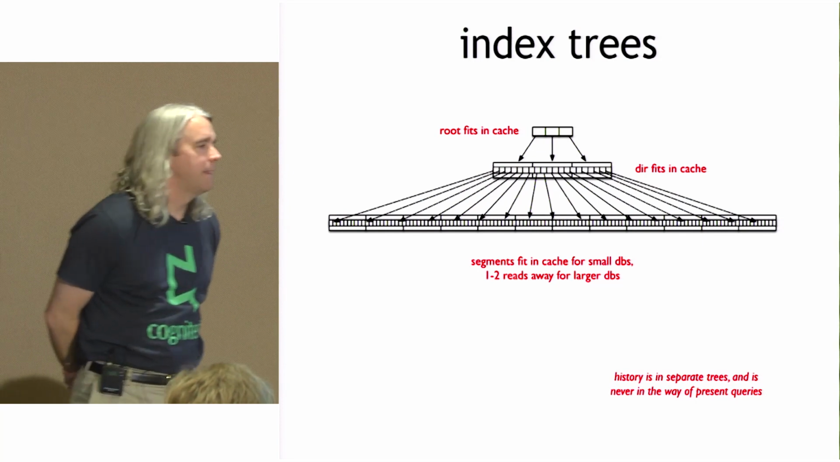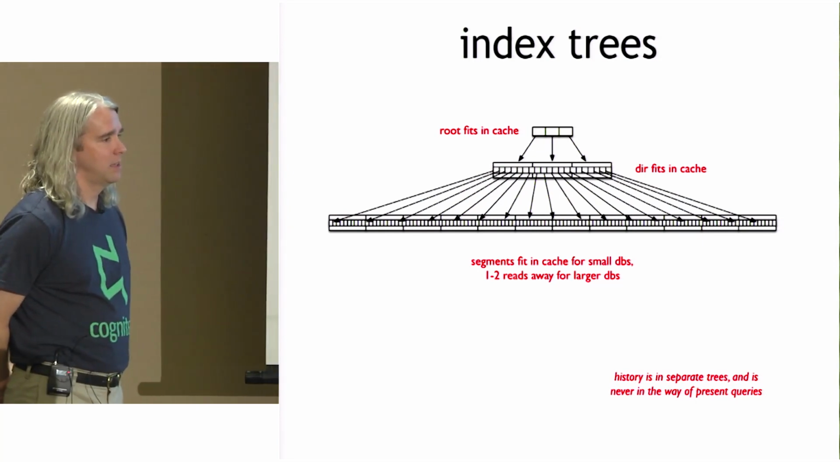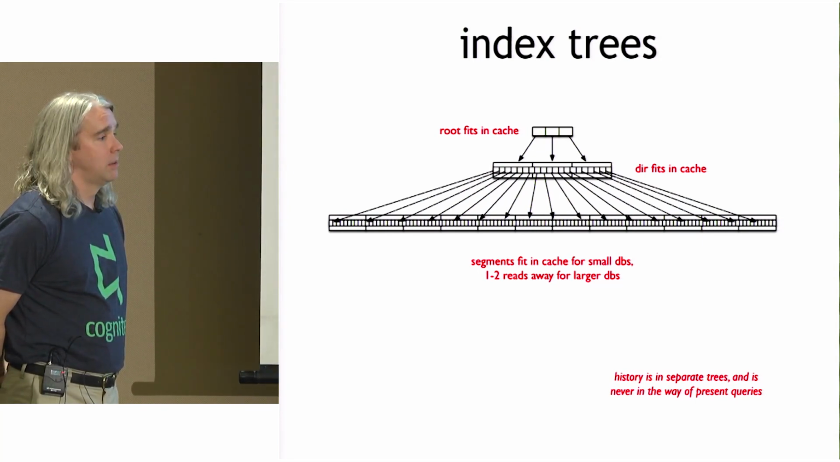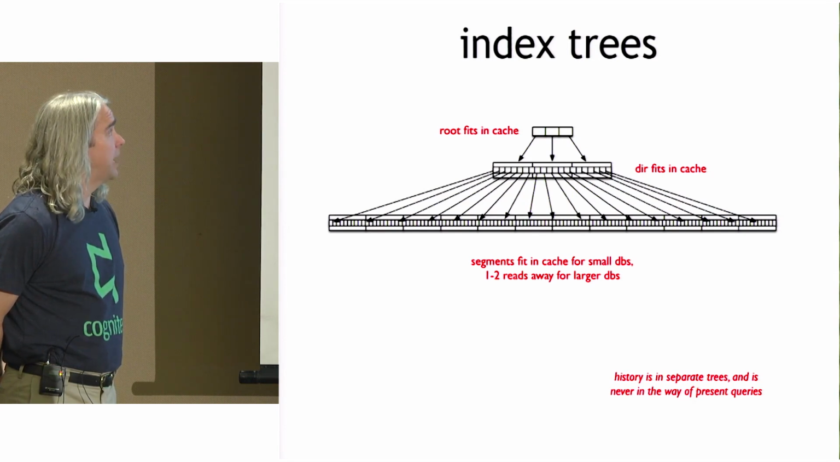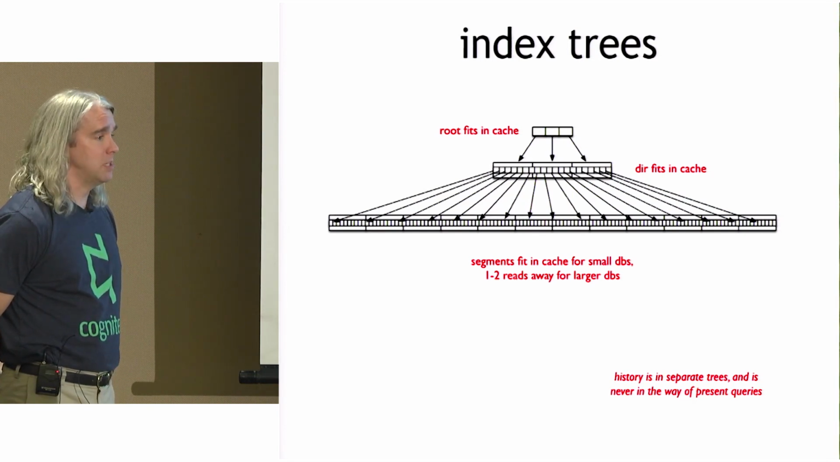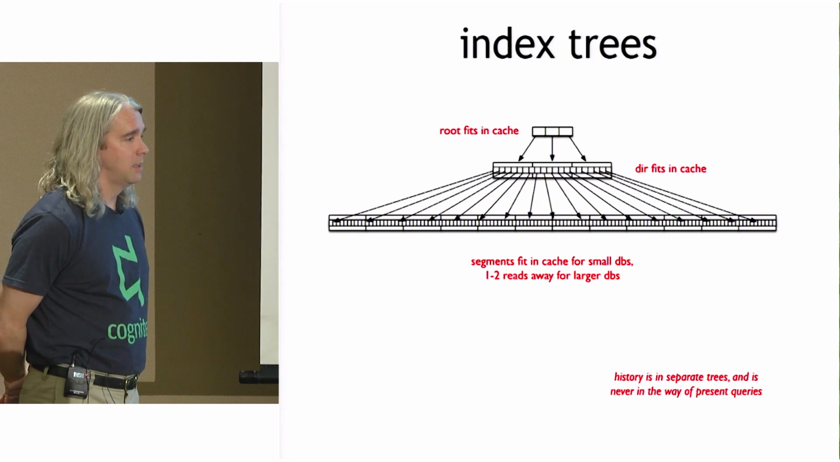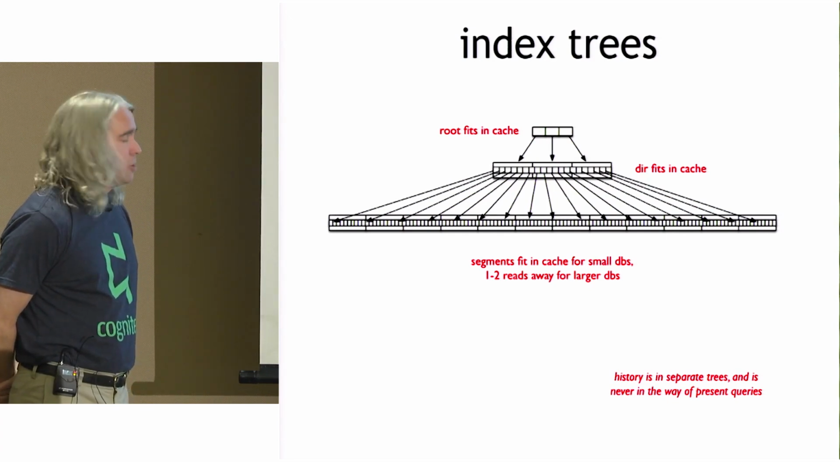Yes? Just to be sure, this index is about the most recent values for every attribute, or is that the historical index? Both history and the most recent look like this, but they're in different trees. There's a separate tree for current values.